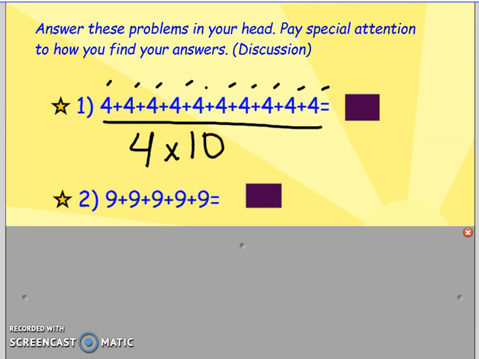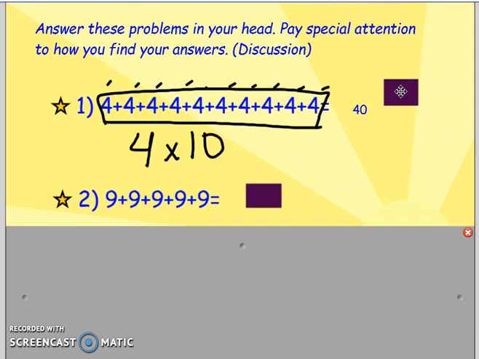4 times 10. Now, did they add 10 in here anywhere? Where did we get this 10 from? 10 is just the number of 4s that we're adding together. That's going to be important to remember. So 4 times 10, and we get 40, right?